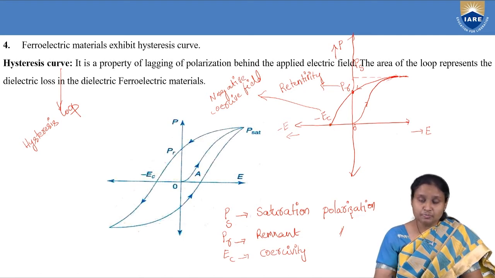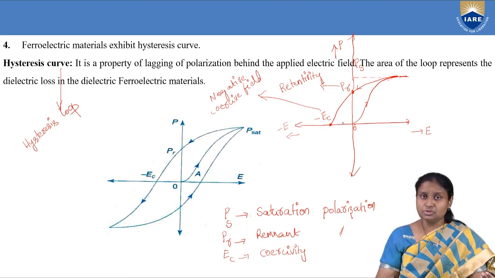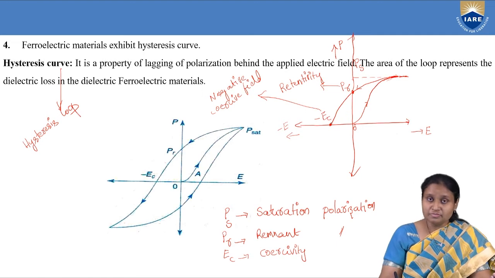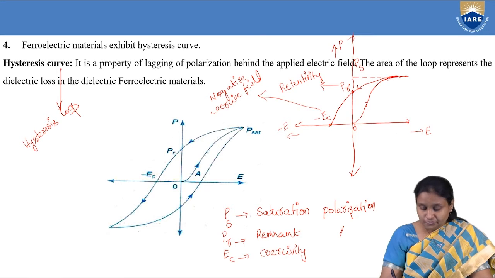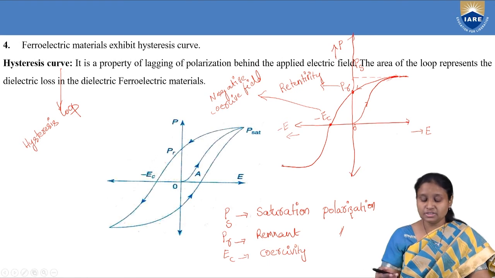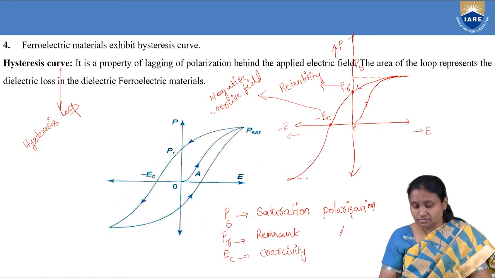Now, after coming to this point, I didn't stop applying negative electric field. I am still continuing to apply negative electric field. Now, from the zero state, your polarization will start increasing in the negative direction. So here, polarization is increasing, but in the negative direction, and then it again goes to saturation. So here, it has gone to saturation.